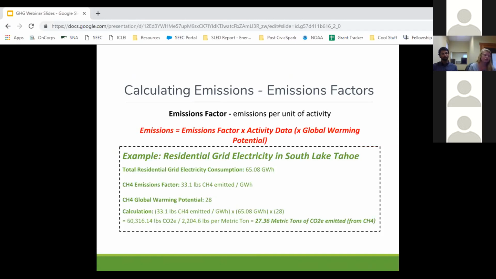So this is an example of grid electricity, residential grid electricity in South Lake Tahoe. And this is showing the conversion from methane emissions to CO2 equivalent. So using the calculation I mentioned before, you're looking at 33 pounds of methane emitted per gigawatt hour, electricity consumption of 65 gigawatt hours as the activity data, and then 28 as the global warming potential. And by multiplying all of those, you're getting pounds of CO2 equivalent, and then we're converting that into metric tons to get about 27 metric tons of CO2 equivalent emitted from residential electricity consumption, specifically from methane.